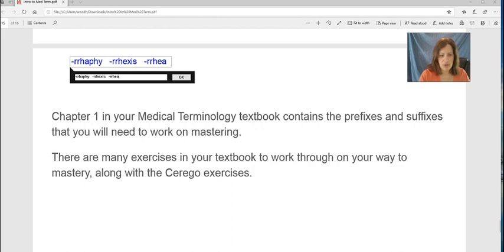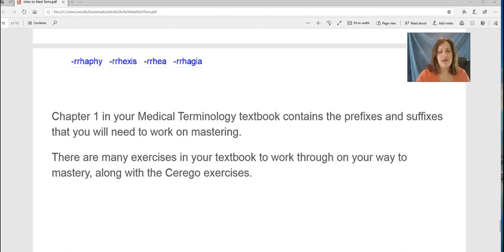There's one more: rrhaphy, rrhexis, rrhea, rrhagia. They are all spelled RRH. Now, this one's probably the most familiar to you because we all know the word diarrhea. But there are three others, and hemorrhage, which is a different version of the rrhagia. We know the word hemorrhage. Those are the double R's.